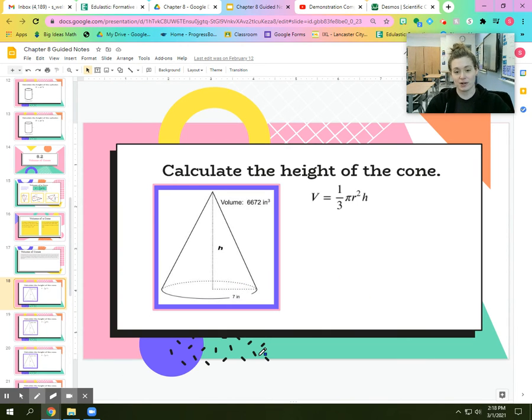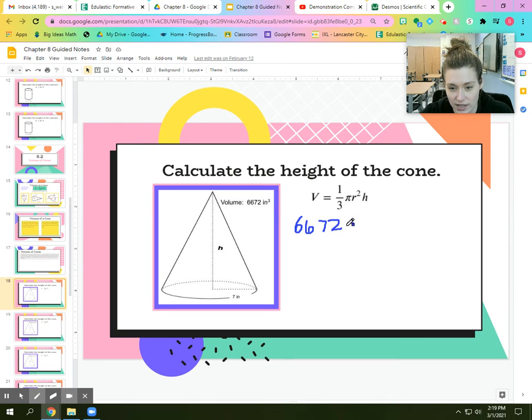Okay, so now if you remember in the last lesson, we did also use the volume formula to calculate the height of a cylinder from the given volume. We're going to do the same thing today, but with a cone. So if I told you the volume of the cone, and I told you the radius, and asked you to find the height, we're going to do the same thing as last time. We're going to plug in everything we know into the formula and use that to help us solve for what we don't know. So here we know the volume is 6,672. So I'm going to put that into my equation for V.